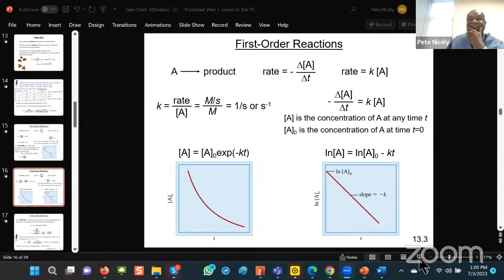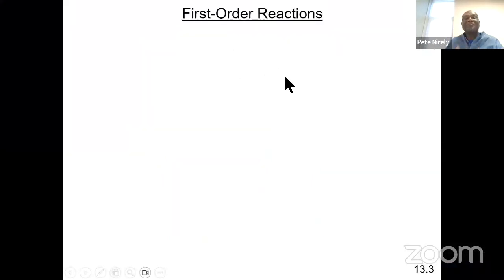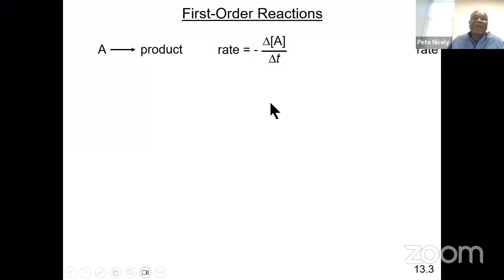In the case of first order reactions, again, we're going to take the hypothetical example of reactant A forming product, but this time the kinetics are different because the rate now will be equal to the rate constant K times the concentration of A raised to the first power, all right? So that is different from the zero order reaction where this would have been a zero, right?